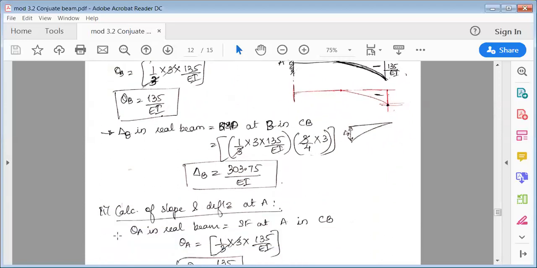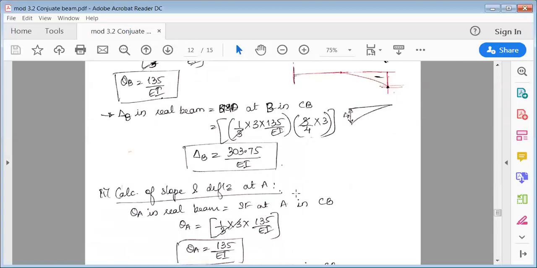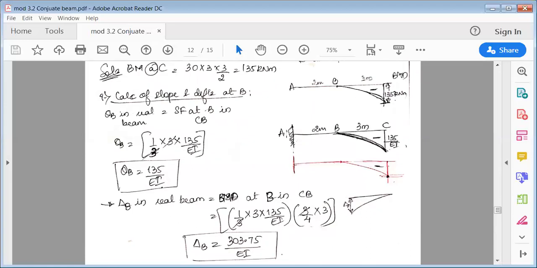Similarly, to calculate theta A, at the free end A, theta A in the real beam is equal to the shear force at A in the conjugate beam. That means at this point, so it is VA. VA is the area which is acting downward. So it is 1/3 of base into height, 135 over EI. Next, VA we have calculated.